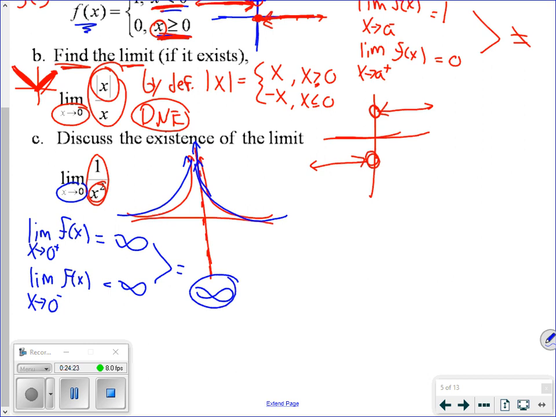All right? So that's how limits work. If the left and right limit are equal, then the generic limit equals that value. Since they both are going to infinity, the limit is actually equal to infinity. Right. So there's a little bit of a lesson on limits.